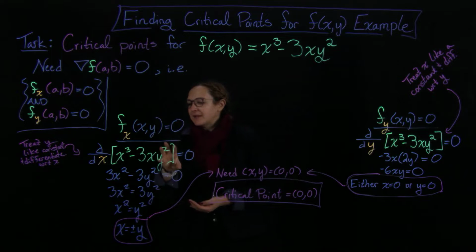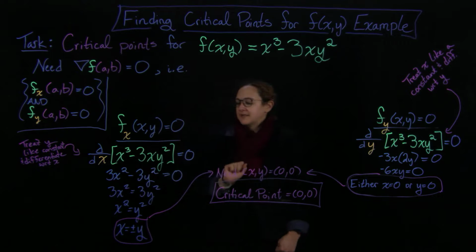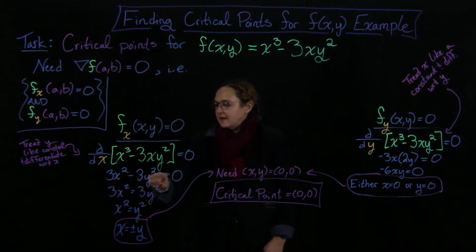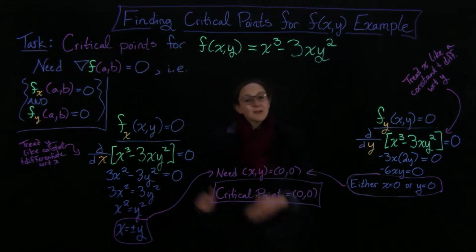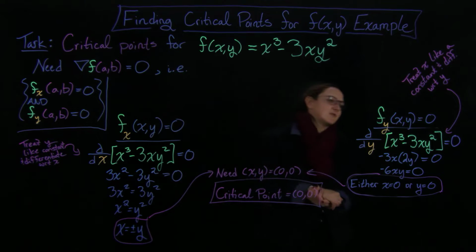So with y being a constant here, I can just do this one like normal. This is 3x squared, but then I have a constant times x, so I just pick out the constant. Now I added 3y squared to both sides and divided by 3. I got x squared equals y squared, which would tell me that x had to equal plus or minus y. Okay, which on its own isn't enough to tell you. However, I also needed that this was satisfied.